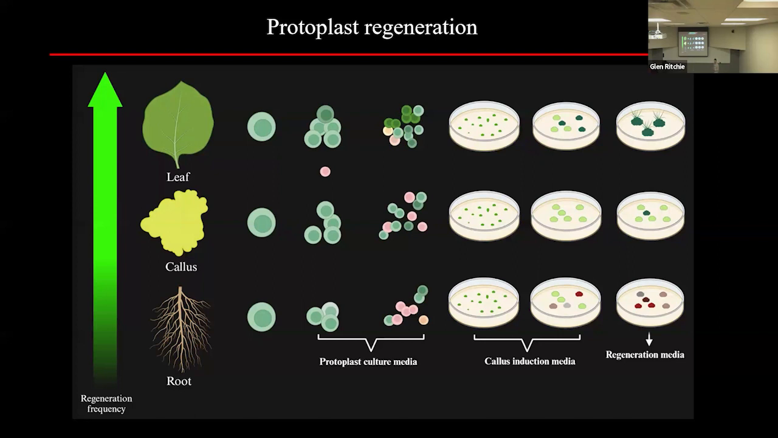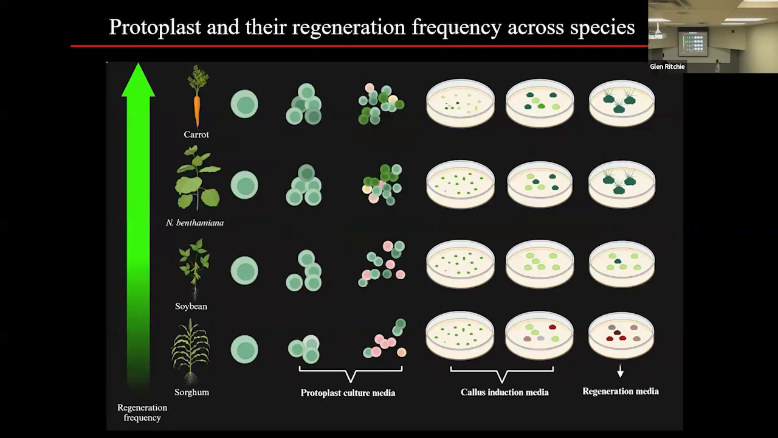So while picking the organs for regeneration, even if we can isolate protoplast from all the different types of organs, they may not regenerate equally, and also they may not regenerate equally when it comes to different species. For example, we say soybean is highly recalcitrant to regeneration compared to tobacco or carrot. So there must be a reason why soybean, or sorghum, does not regenerate as well as tobacco or carrot.